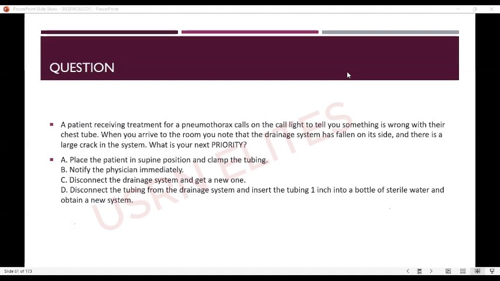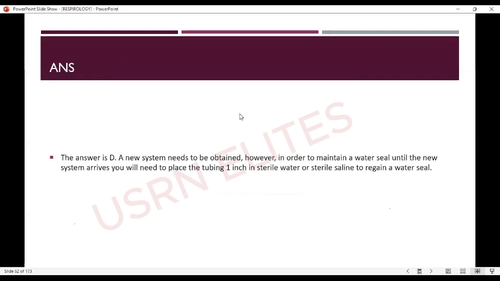Yes, good. So the right answer here is D, D all the time, right? A patient receiving treatment for pneumothorax calls and tells you there is something wrong with their chest tube. When you arrive, you note that the drainage system has fallen on its side and there's a large crack. What's the next priority? Disconnect the tubing from the drainage system, insert the tubing 1 inch into sterile water, and obtain a new system. So the answer is this one.